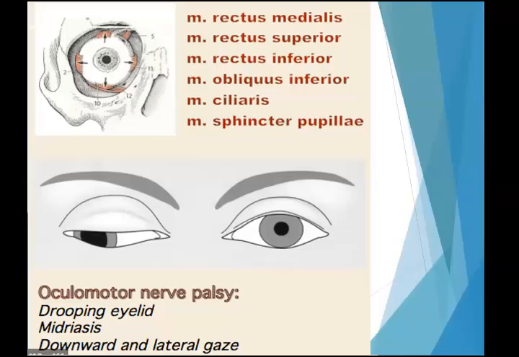Beta, in cases of oculomotor nerve palsy, damage to the oculomotor nerve, the muscles that are supplied by the oculomotor nerve are obviously going to be paralyzed. Now, which muscles were those? Medial rectus, inferior rectus, inferior oblique, superior rectus, levator palpebrae superioris, and among the intraocular muscles, the ciliary muscle and sphincter pupillae. Okay?